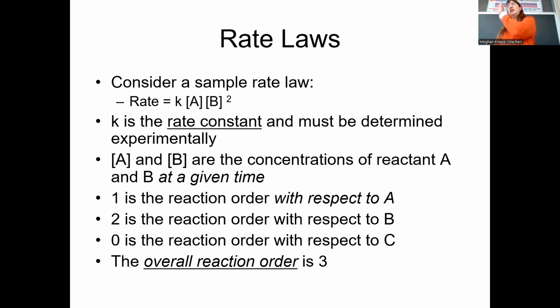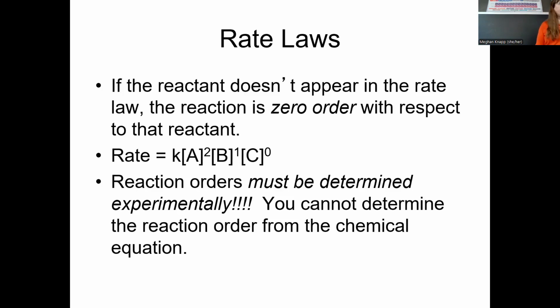So we have for each thing, the order, and then to find the overall order, we just add them up. So we would add 1 plus 2 plus 0. The overall reaction order is 3. Make sense? The math in this part, simple. Just got to keep track of the terminology.